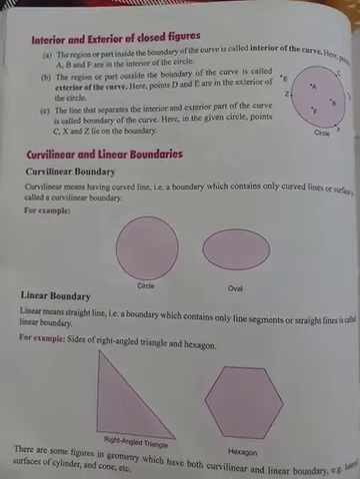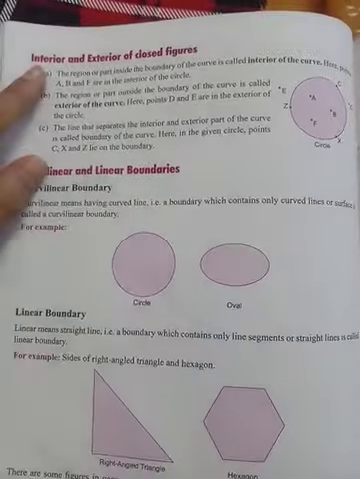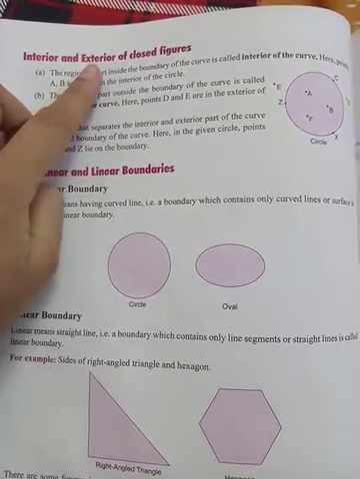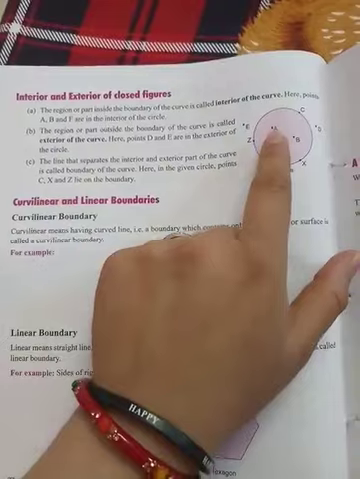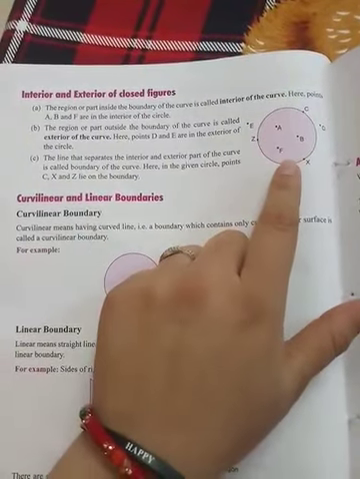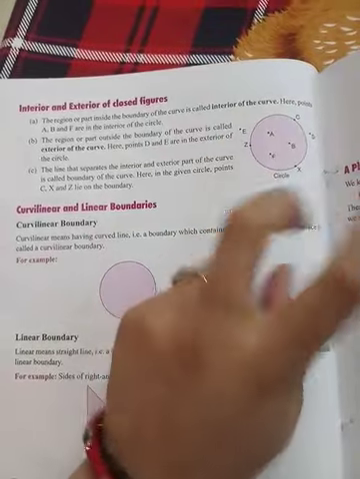Now the next topic is interior and exterior of a closed figure. Interior means inside, exterior means outside. Every closed figure has three parts: inside the figure, outside the figure, and on the figure. So points are given, you have to observe.